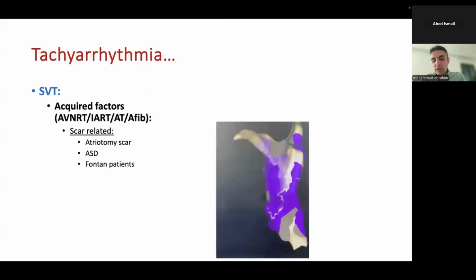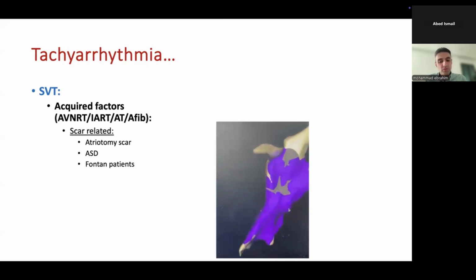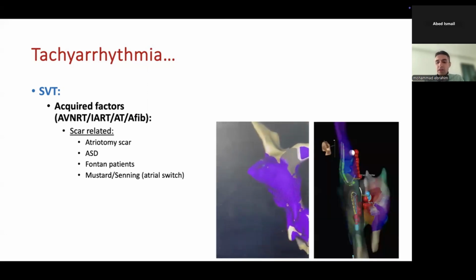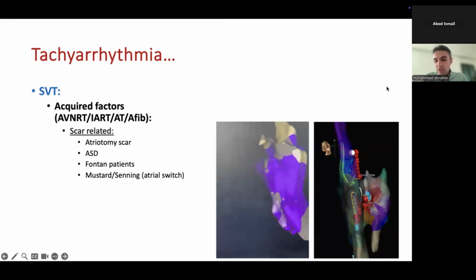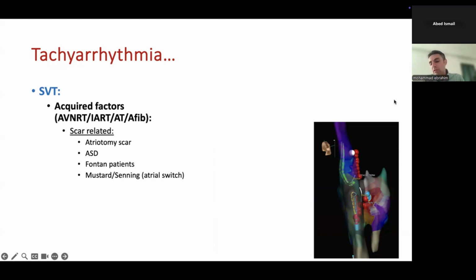This is a lateral tunnel Fontan patient that was presented to us with intra-atrial tachycardia. And then Mustard and Senning patients, atrial switch patients, are also at risk of intra-atrial tachycardia. This is a patient we encountered recently, who presented with flutter, in which we had to perform ablation in the Senning or Mustard baffle, plus retrograde down the aorta to complete the isthmus block.